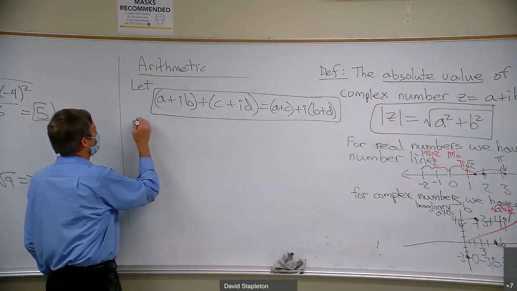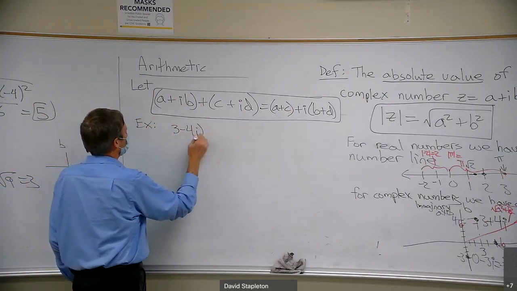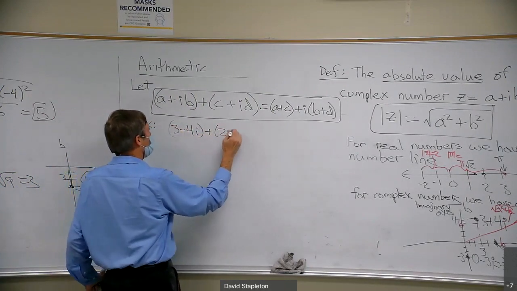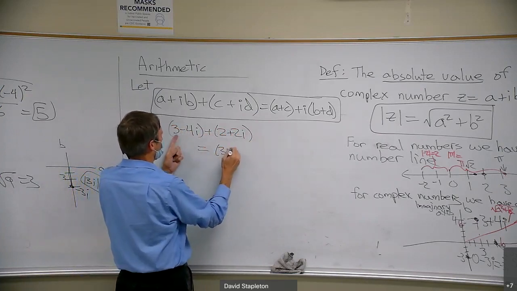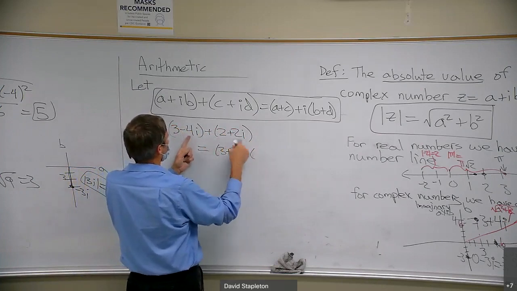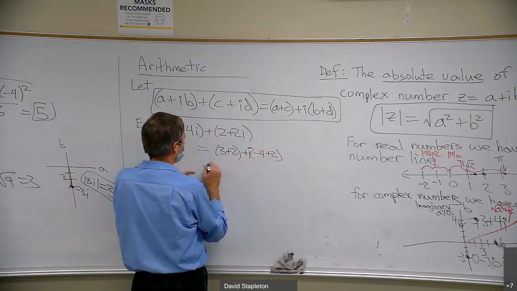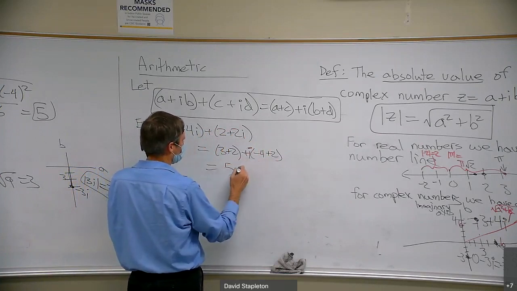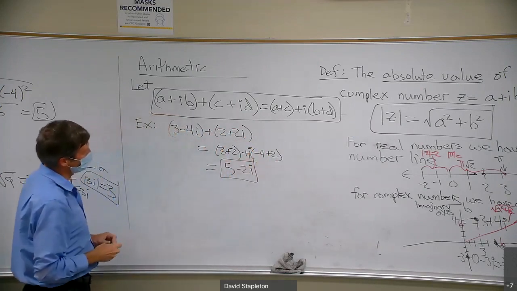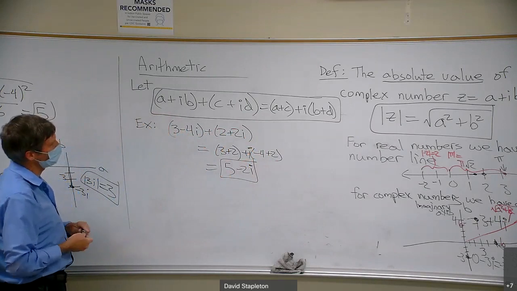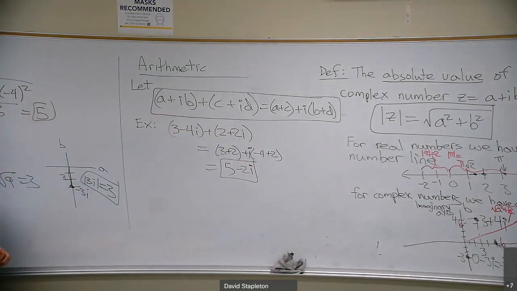So for example, I take 3 minus 4i plus 2 plus 2i, what do I get? Add the real parts, 3 plus 2, add the imaginary parts, minus 4 plus 2, and multiply those by i. And it's 5 plus negative 2i, I'll write it as 5 minus 2i. The sum of any complex numbers is again a complex number. We just add the real parts and add the imaginary parts times i. Easy, right? So you can add numbers.